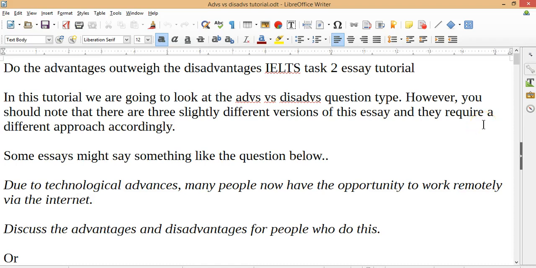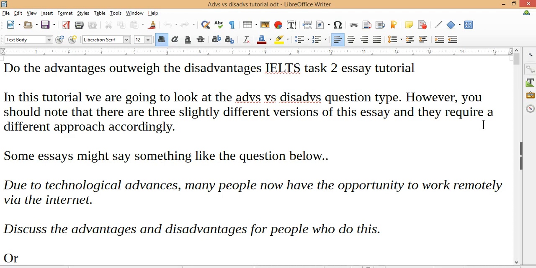Okay, in the tutorial for today, we're going to look at advantages and disadvantages, Task 2, essay question time. Now, we've looked at "to what extent" and "discuss both views". You've seen the structure, how it's arranged and organized, and you've seen some examples.